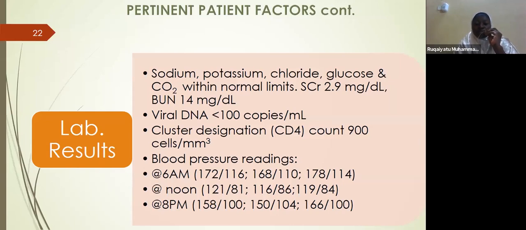His blood pressure readings for 3 days, the values in the brackets are for 3 days at 3 different timings. So at 6 a.m., we can see the blood pressure, the systolic at 172 as against the diastolic of 116. Then we can see 178, diastolic 114 at 6 a.m. At noon, well, it's okay. Then at 8 p.m., 158, slightly high. However, from the readings, we can see that the highest blood pressure reading is at 6 a.m.